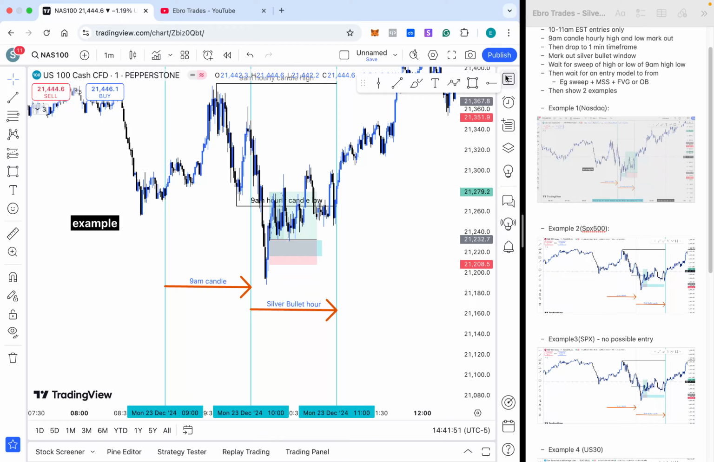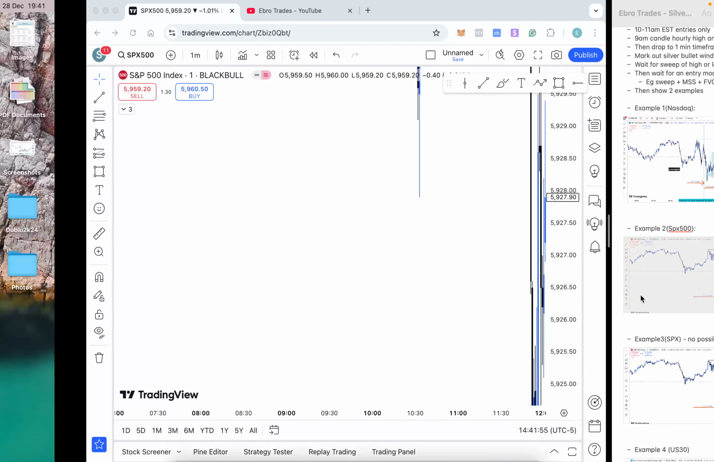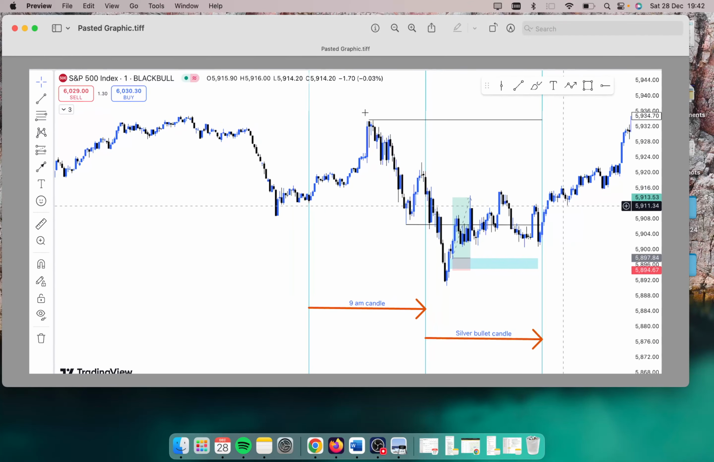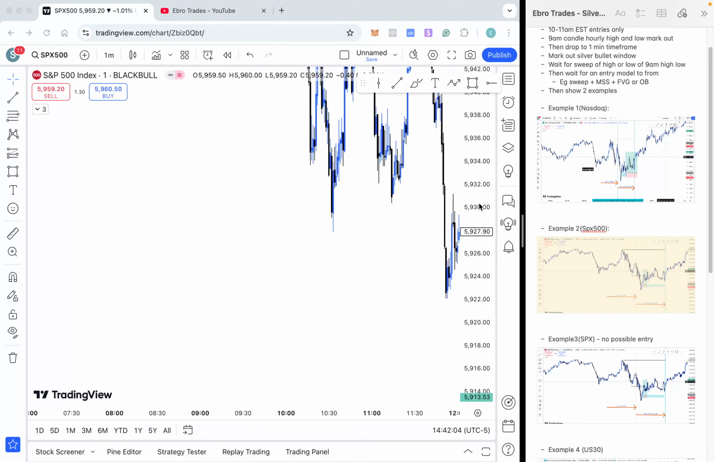Next example was an SPX 500. Let's head over to SPX 500. What was the day and time? It was on, all right, we don't have the day and time, but I think I know where the setup is. Where is the setup?